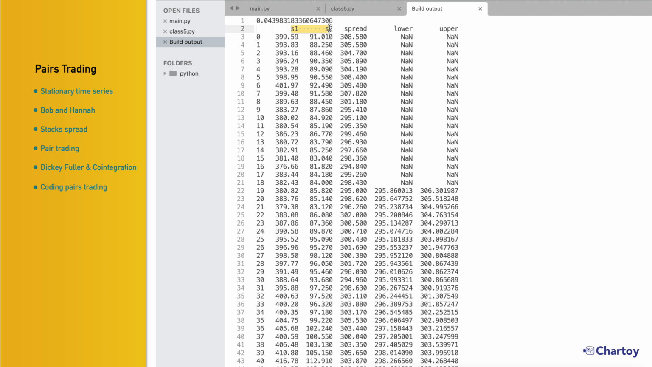Here we just see the data frame, so we have S1 and S2, those are the two shares. We have the spread, which is the difference between them, and lower and upper band. So the first 20 results are None, as you can see, from index 0 to 19, because we chose a window of 20 for the moving average.